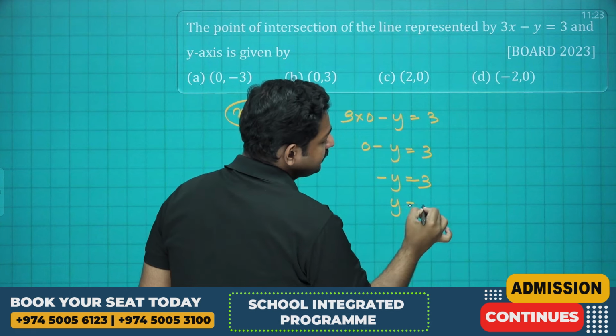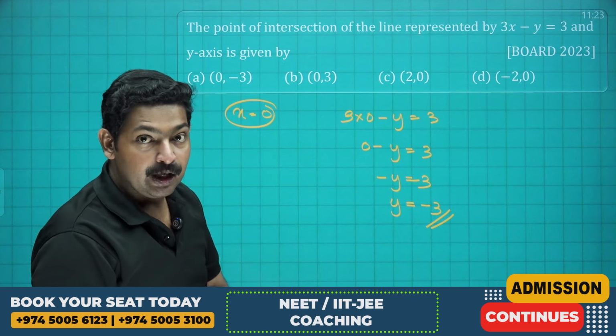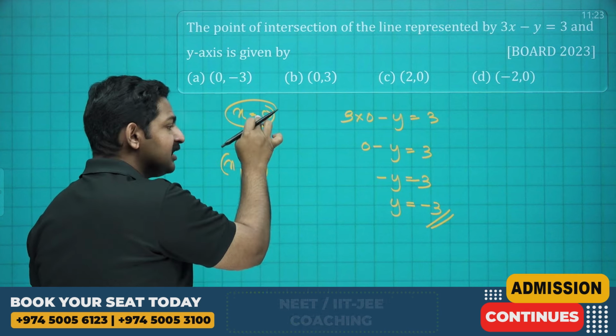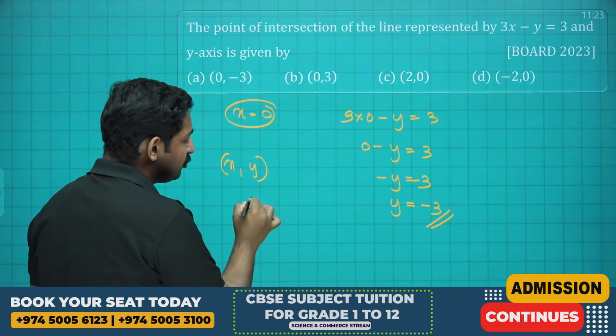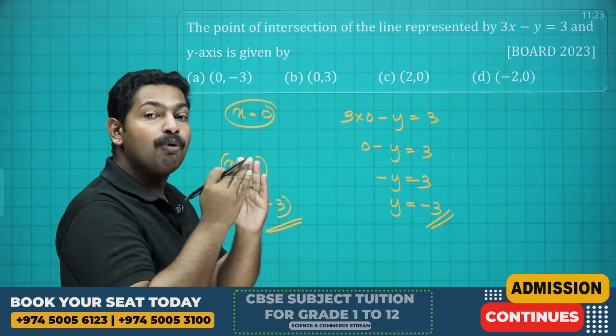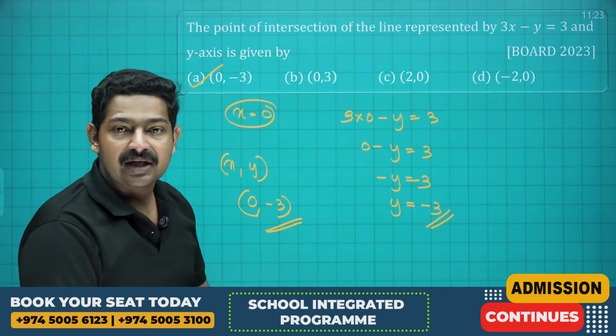You will be getting y is equal to minus 3. So the value of y is equal to minus 3. Now what will be the coordinate? X comma y, we will write the value of x is 0 and the value of y is minus 3. So 0 comma minus 3 is the point of intersection, and which is the answer? Option A is the correct answer.